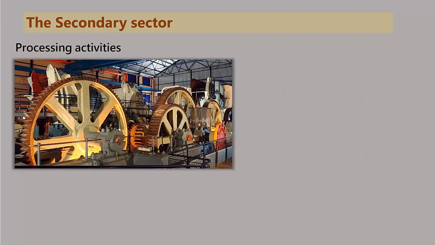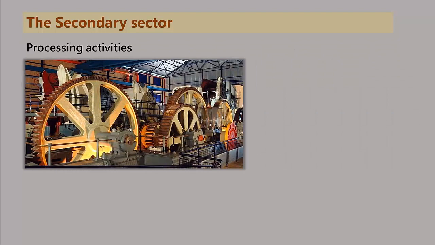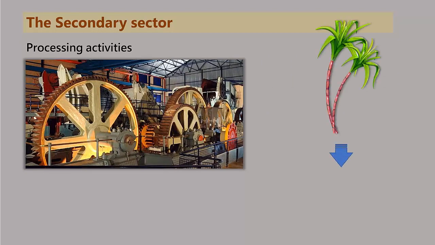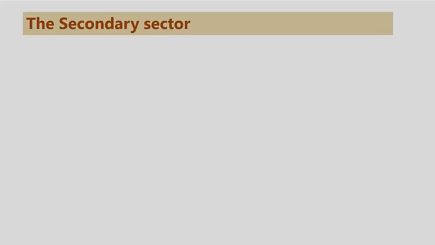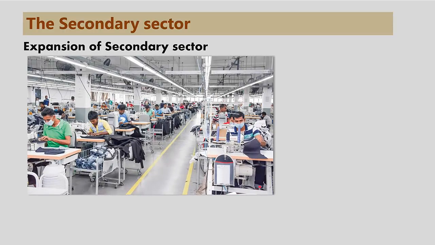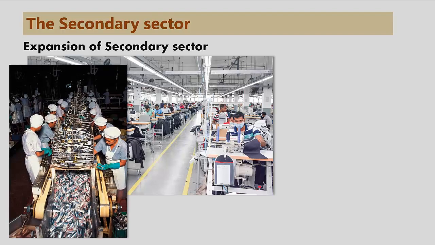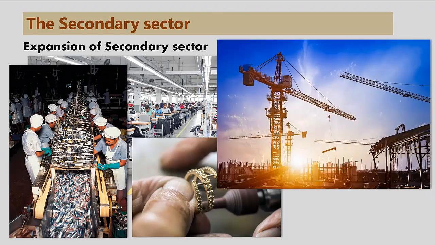The secondary sector includes all manufacturing and processing activities. Processing sugarcane into sugar, for instance, is an activity that is classified into the secondary sector. The activities of the secondary sector have expanded over the last decades in Mauritius. It started with textile manufacturing, and now other activities like fish processing, jewelry making, construction, and so forth are becoming more important.